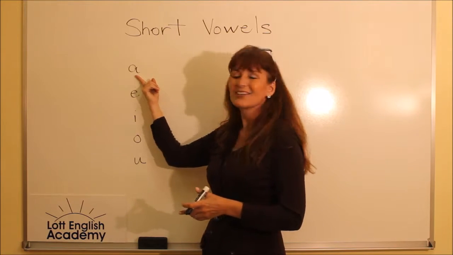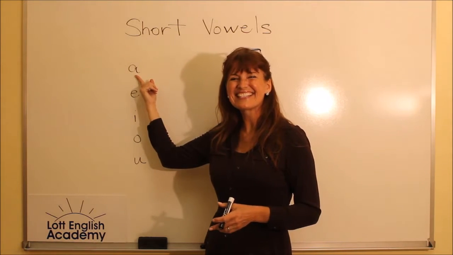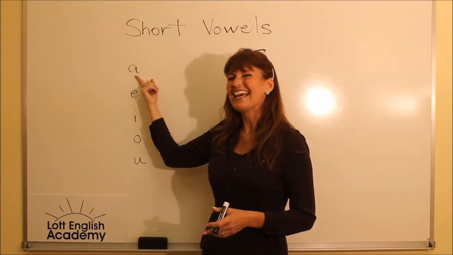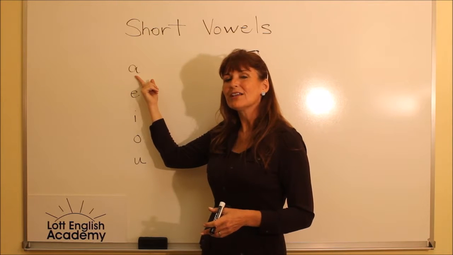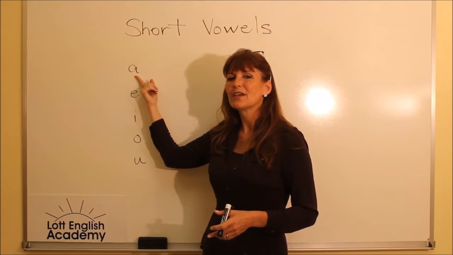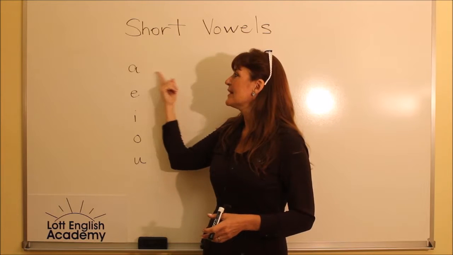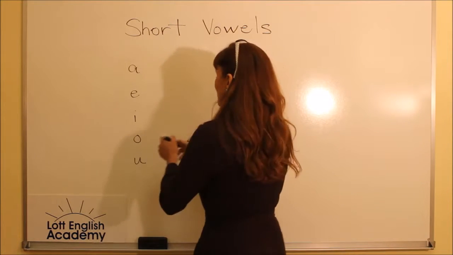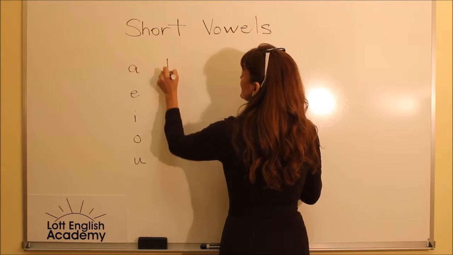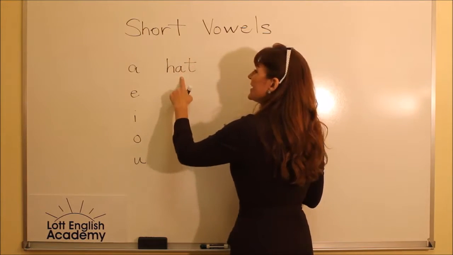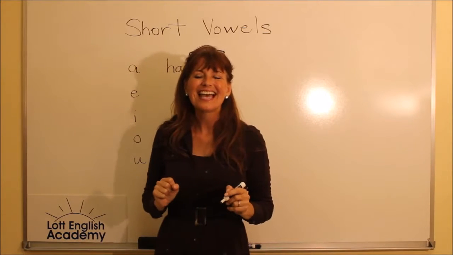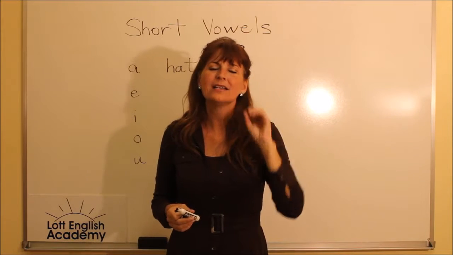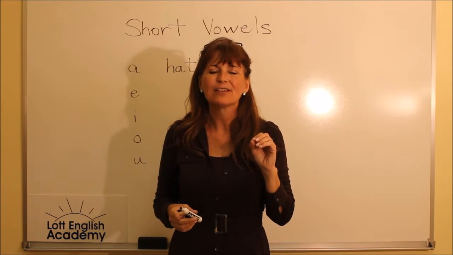The first vowel here is what letter? What letter is this? Did you say A? That's correct. This is A. But when it's a short vowel, the sound that it makes is not A. When it's a short vowel, the sound that this letter makes is a. I'm going to give you an example. A word that has this in it is the word hat. Hat. Notice how I open my mouth. My mouth becomes very wide when I say this sound.